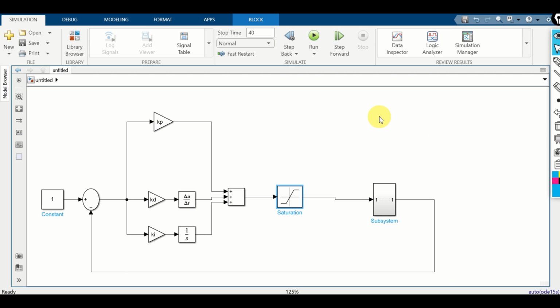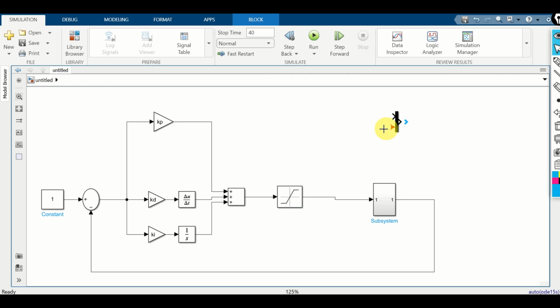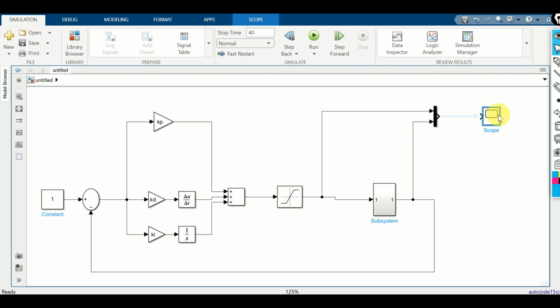The next step is to add the MUX block. The MUX block will enable us to plot on the same scope two signals. First of all, we will plot this input signal and we will plot the water level H. Double click over here and search for MUX. Next, connect the blocks. This line should be connected to the first input port, and the second input port should be connected to the output. Good. Double click here and search for scope. Here is the scope, and connect the scope to the MUX block.